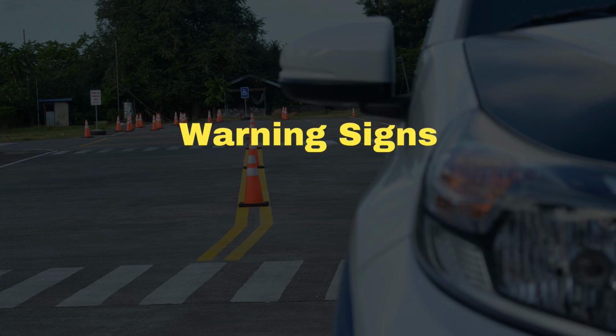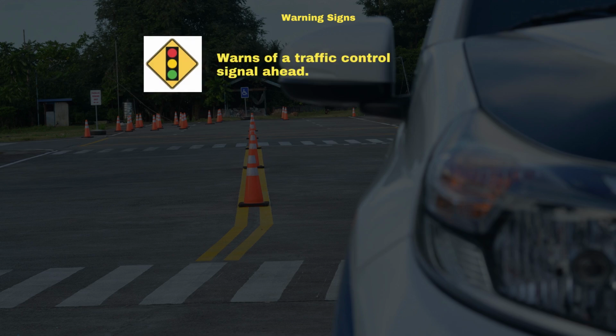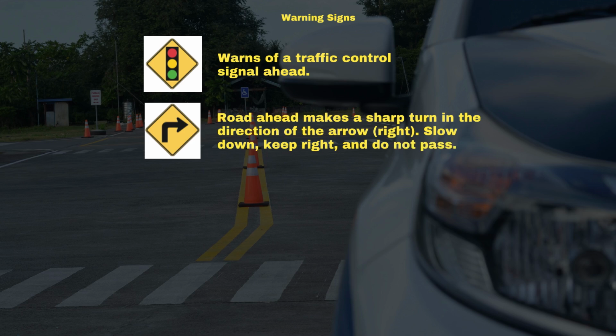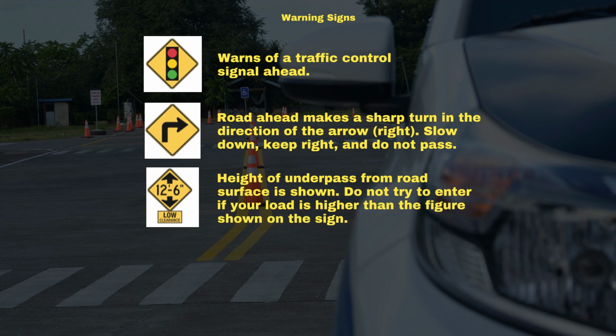Warning signs. Warns of a traffic control signal ahead. Road ahead makes a sharp turn in the direction of the arrow, right. Slow down, keep right, and do not pass. Height of underpass from road surface is shown. Do not try to enter if your load is higher than the figure shown on the sign.